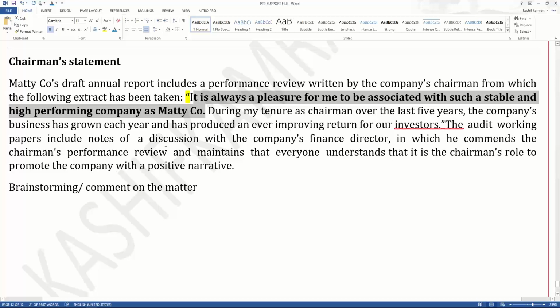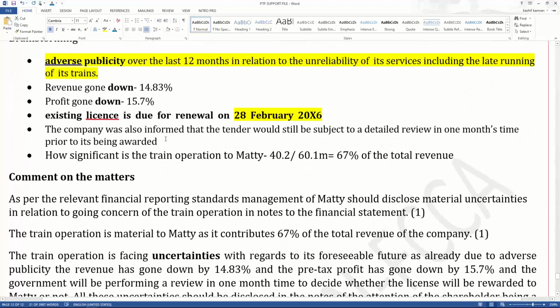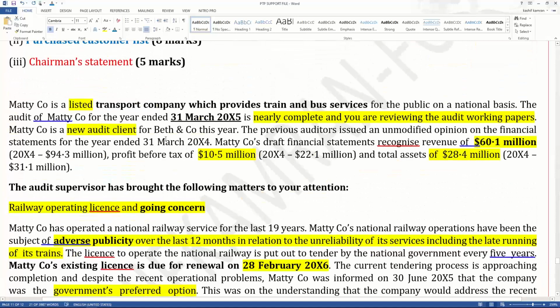It's a very contradictory statement, because we've already seen the revenue and the profit of the train business going down. But even if you look at the overall revenue of the company, it has fallen from 94.3 million to 60.1 million. The profit of the company has fallen from 22.1 million to 10.5 million. So is it a very stable business?